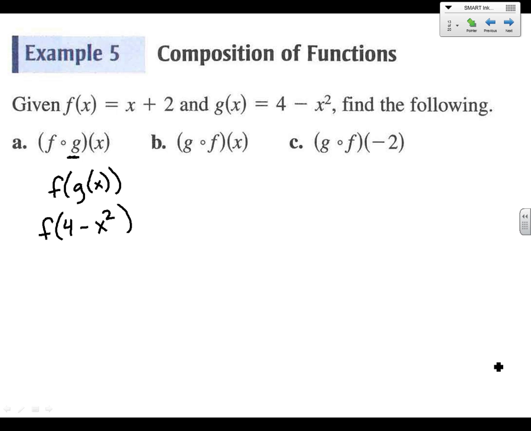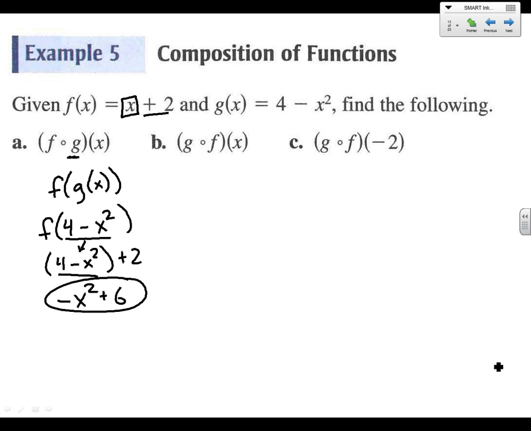What does f tell us to do? X plus 2. Normally it would be x, but in this case we're going to take our input and plug it in. So we'll say 4 minus x squared. That's our x, and then we're going to do the rest of the function, plus 2. So it's x plus 2, and in this case the x is 4 minus x squared. We'll go ahead and clean that up. Negative x squared, and 4 plus 2 is plus 6.